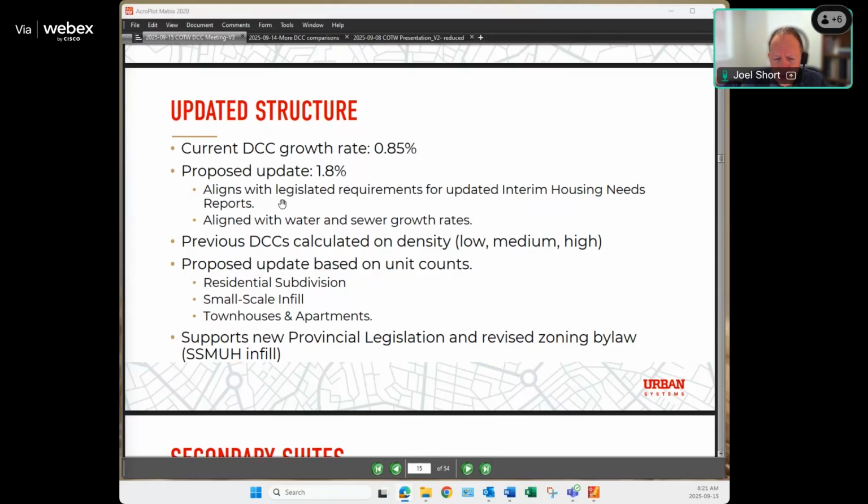multi-unit housing infill. So small scale infill, by that we mean things like secondary suites, carriage homes, duplexes, like tearing down a house and building like 2 or 3 or 4 units on that lot, which is now allowed under the new legislation and the zoning bylaw, if it can meet all the setback and parking requirements and everything like that. So because we're going to see more of that small scale infill, we wanted to make sure that our DCCs were aligned with that.